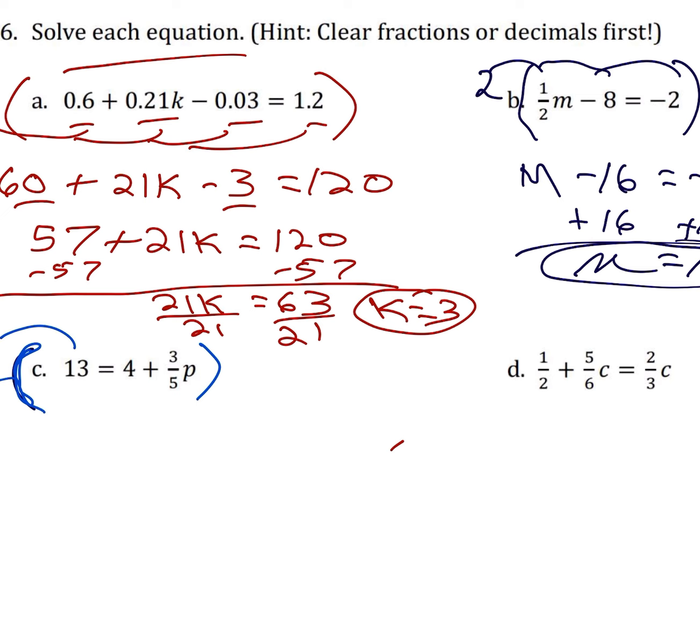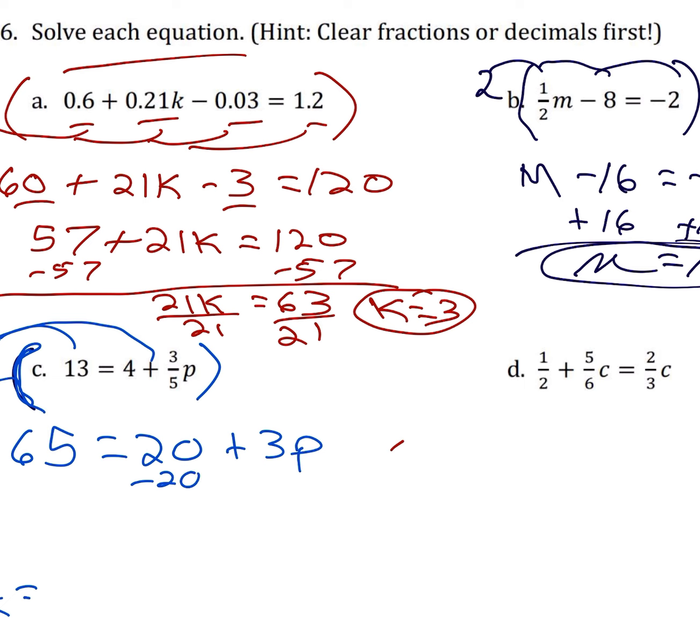5 times 13 gives us 65. So 65 equals 20, 5 times 4. And then the 5 times the 3/5. Keep in mind that 5 times the 3/5 makes the 5's cancel. So we simply have plus 3p. And just like that, we have made that very complicated equation with 3/5 as one of the coefficients, we've just simply eliminated it. And we've done that by multiplying through by the 5.